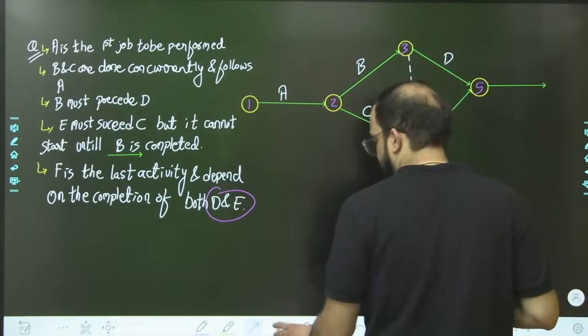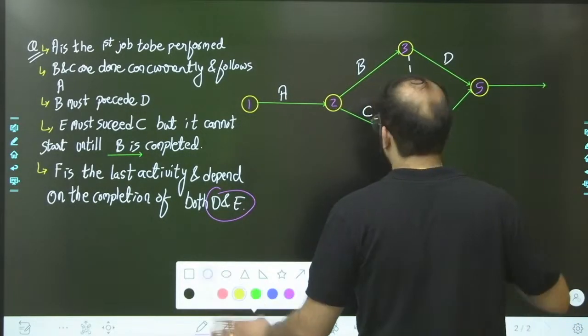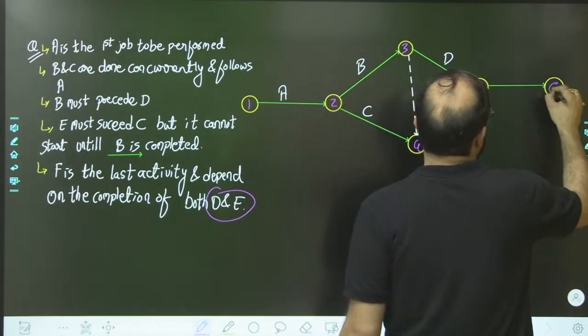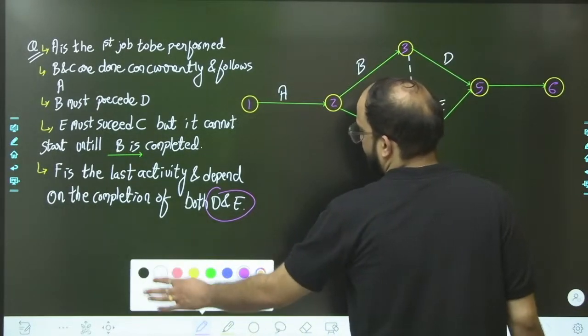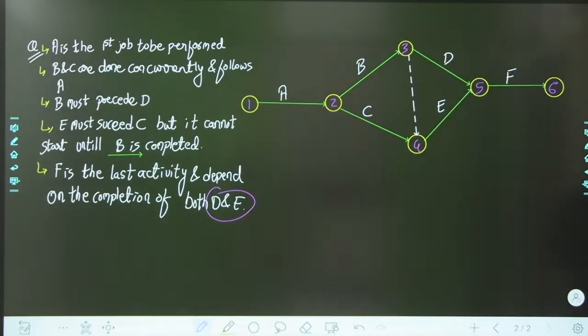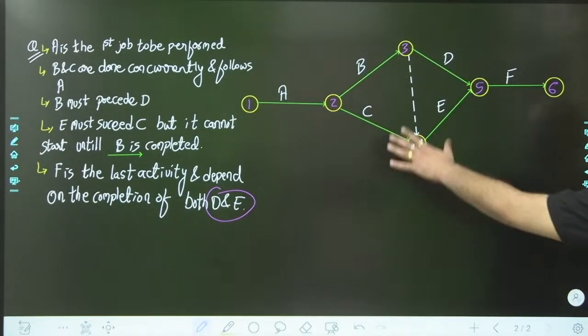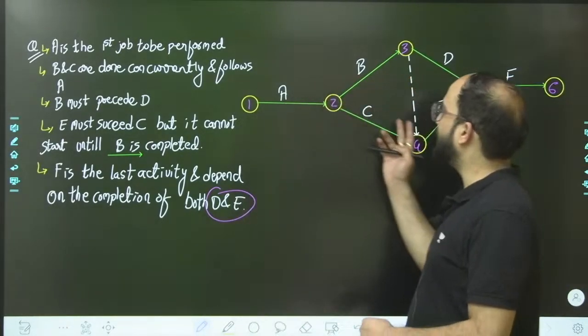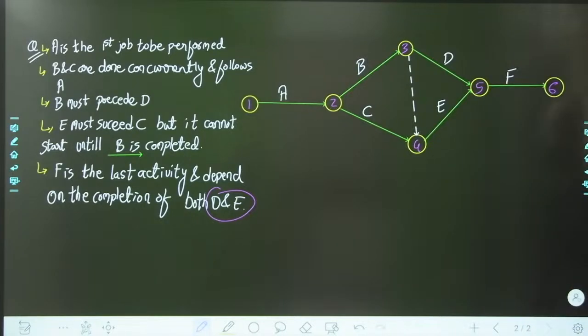Okay, and the last event 6 is the AND event, and the last activity will be F. So please see the network. And when will we use a dummy? Generally, in this type of case only we will use a dummy, whenever an activity has two relations. Sometimes an activity will have two relations, then also we do this kind of thing.